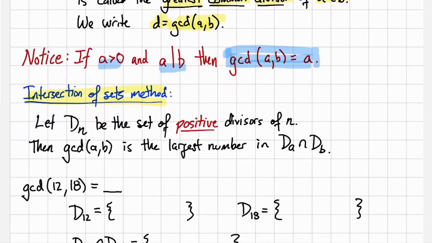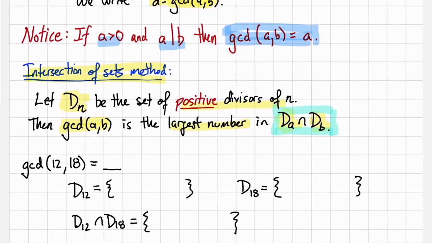We'll define a set, capital D sub n, to be the set of positive divisors of n. So D sub a is the set of positive divisors of a, and D sub b is the set of positive divisors of b. The greatest common divisor is therefore the largest number that's in both of those sets. So it's the largest number in D sub a intersect D sub b.